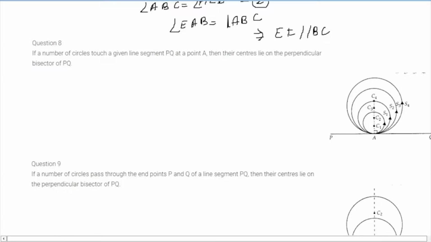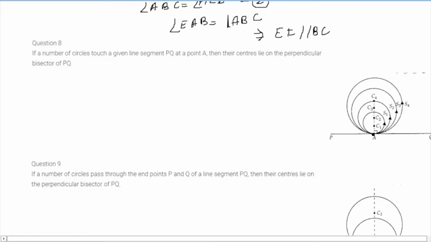Okay, now the next question says: if a number of circles touch a given line segment PQ at point A, then their centers lie on the perpendicular bisector of PQ. So there are different circles given here, and all the circles are touching the line PQ at this point A. We have to prove that the centers of these circles lie on the perpendicular bisector of PQ.